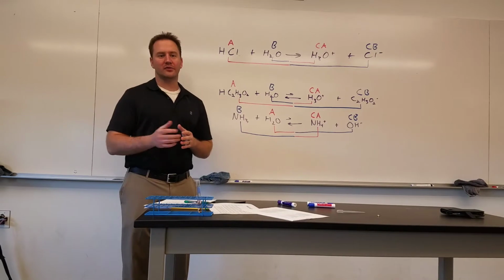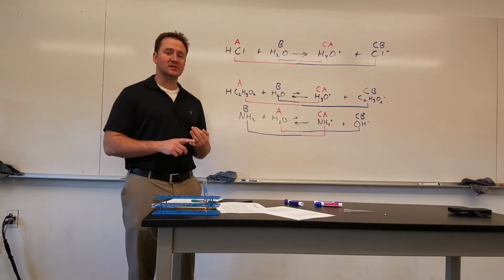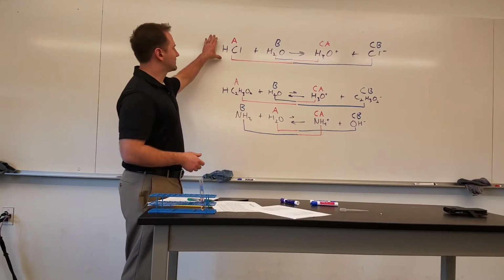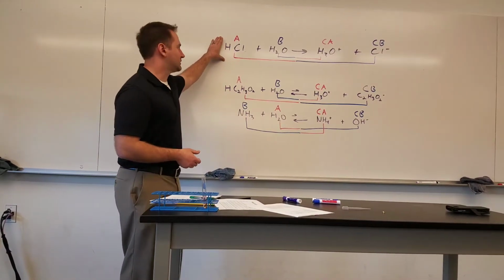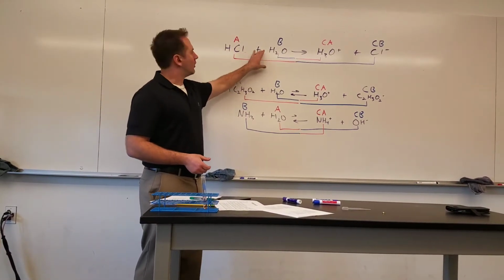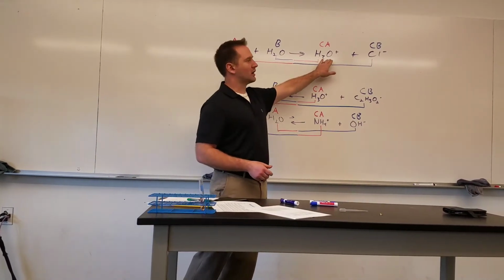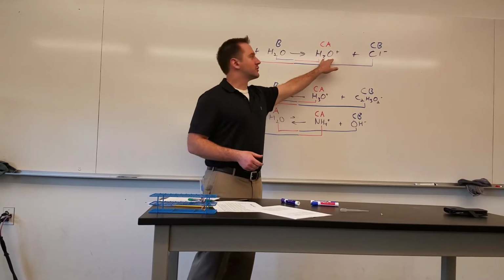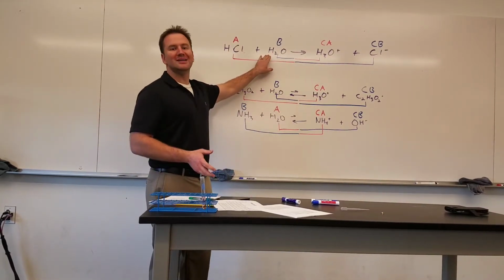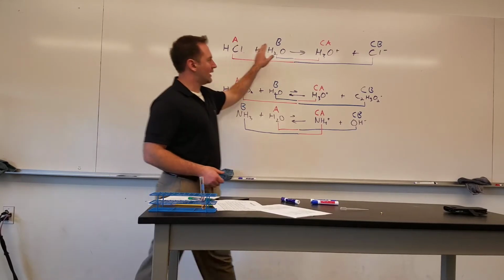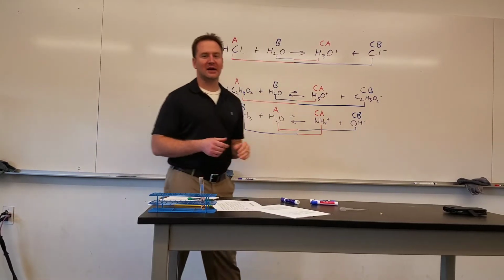And water is amphoteric, which means it can act as either an acid or a base, depending on what it's paired up with. So in the first example we have here, hydrochloric acid being put in water. What water is going to do in this case is absorb a hydrogen to become H3O+. Since it gained a hydrogen, it's acting as a base. And the hydrochloric acid gives away a hydrogen, which means it's acting as an acid.